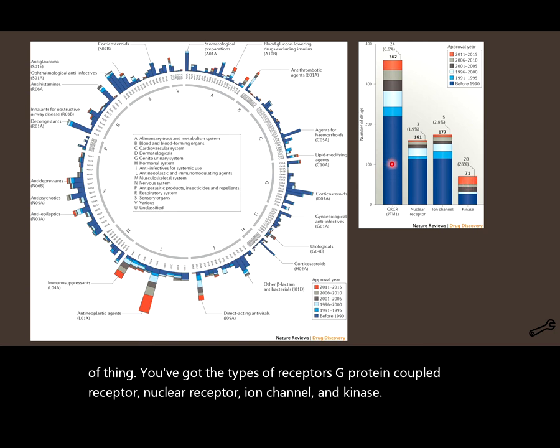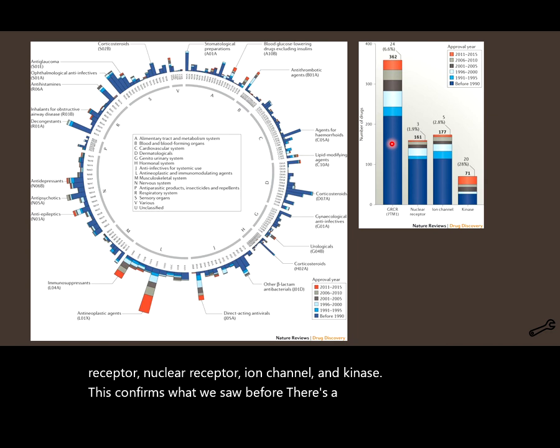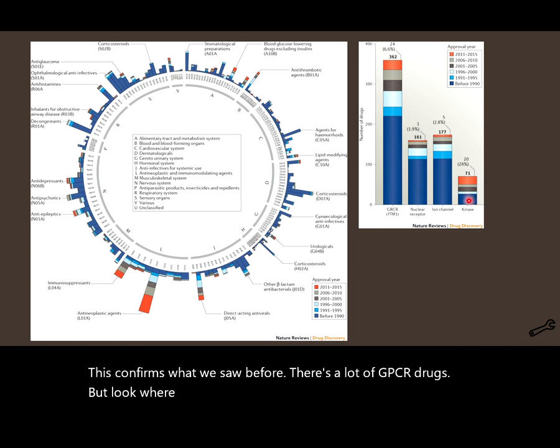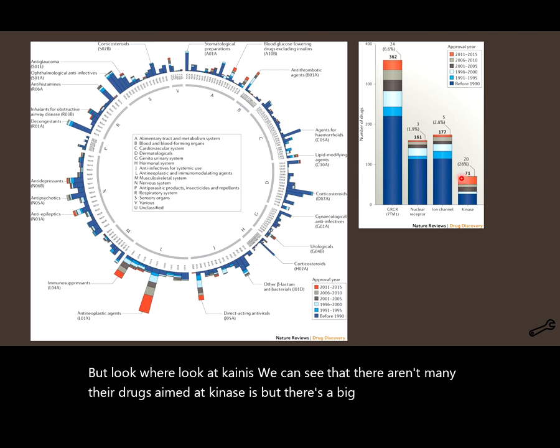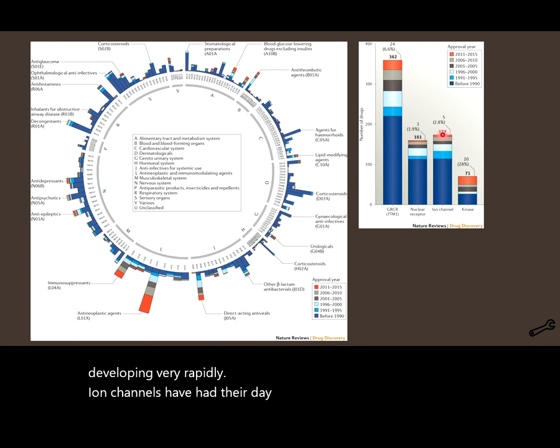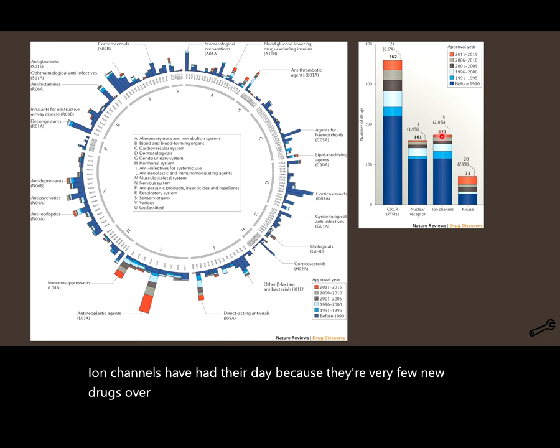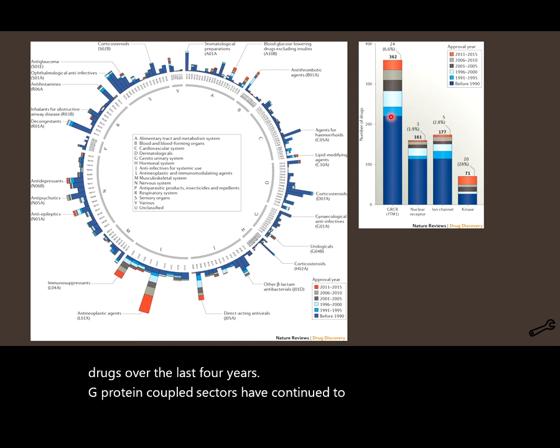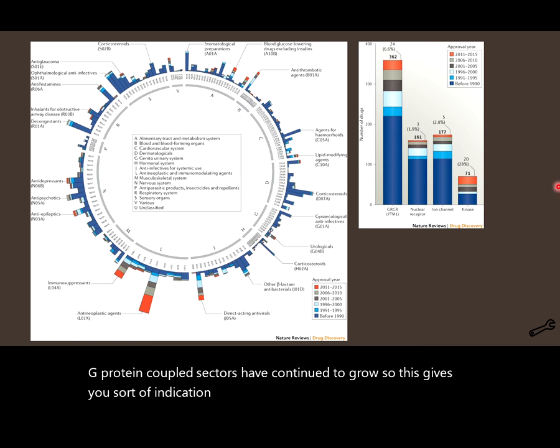This confirms what we saw before. There's a lot of GPCR drugs, but look at kinase. We can see that there aren't many there, drugs aimed at kinases, but there's a big red bit, which means that this is a future, this is a new area which is developing very rapidly. Ion channels have had their day because there are very few new drugs over the last 4 years. G protein coupled receptors are continuing to grow. So this gives you sort of indication of the direction of the field.